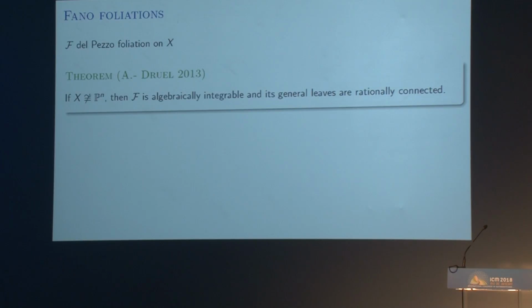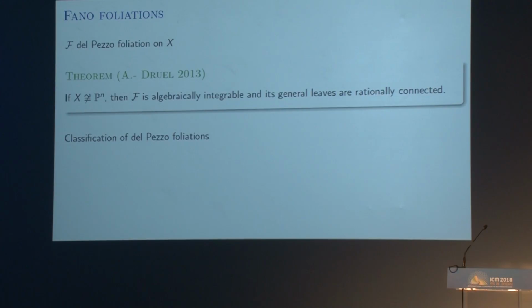So if X is different from Pn, then any del Pezzo foliation on X is algebraically integrable, and the leaves are rationally connected. Okay, and then we started to work on the problem of classifying del Pezzo foliations, again very much inspired by the classification of Fano manifolds with high index.